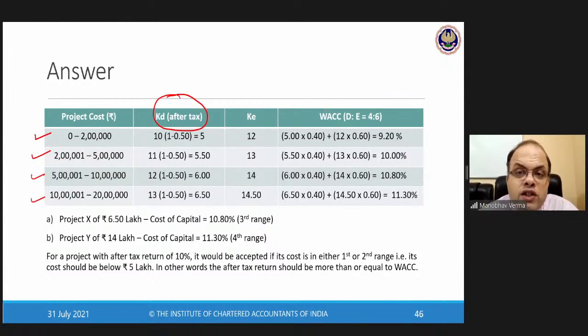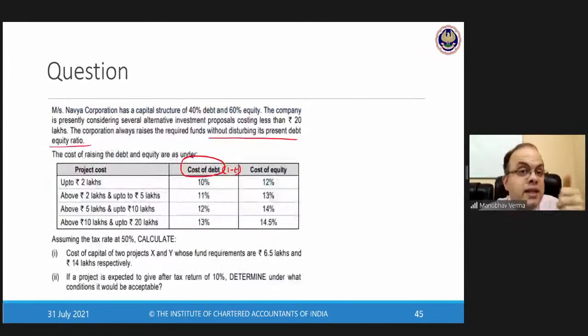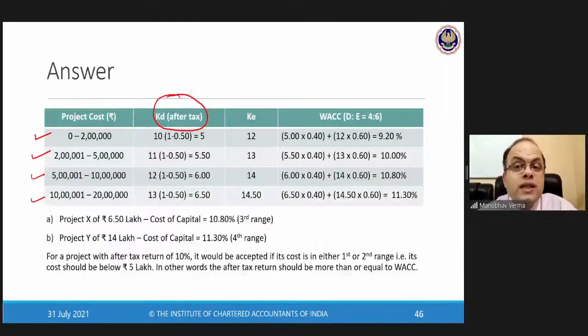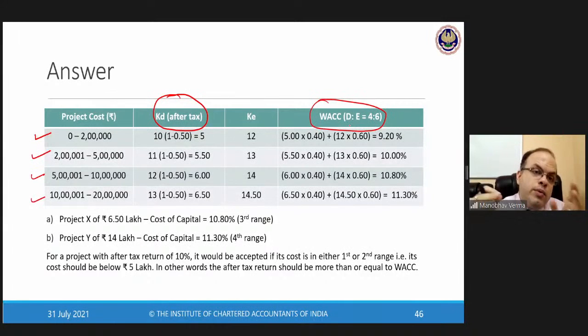Now, the weighted average cost of capital within each range is multiplied proportionally, because your weight, whatever the range may be, is given to us in the first line as 40:60. So you maintain that debt equity ratio of 40:60. So you calculate the project cost with each range's WACC, which gives you 9.2, 10, 10.8, and 11.3.